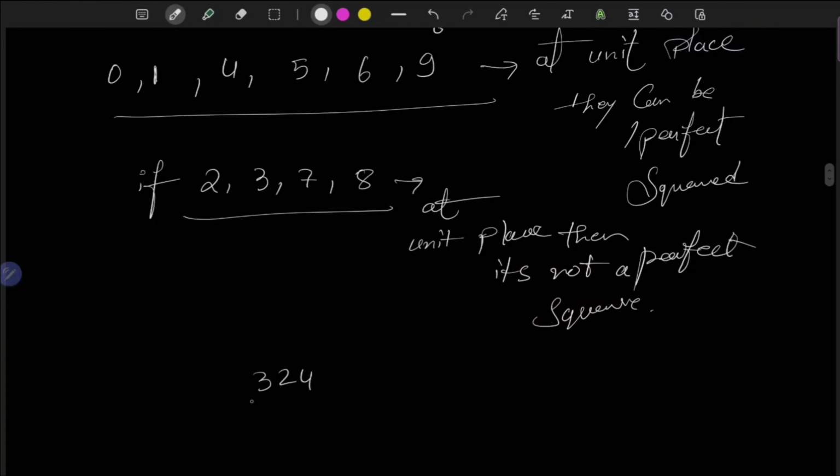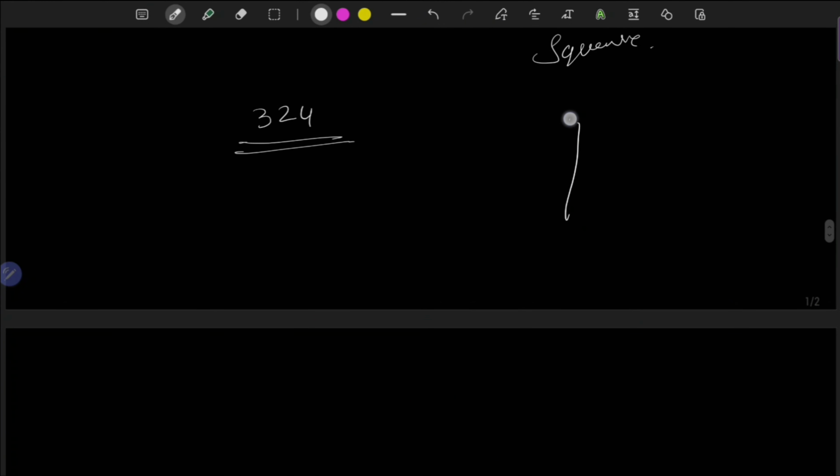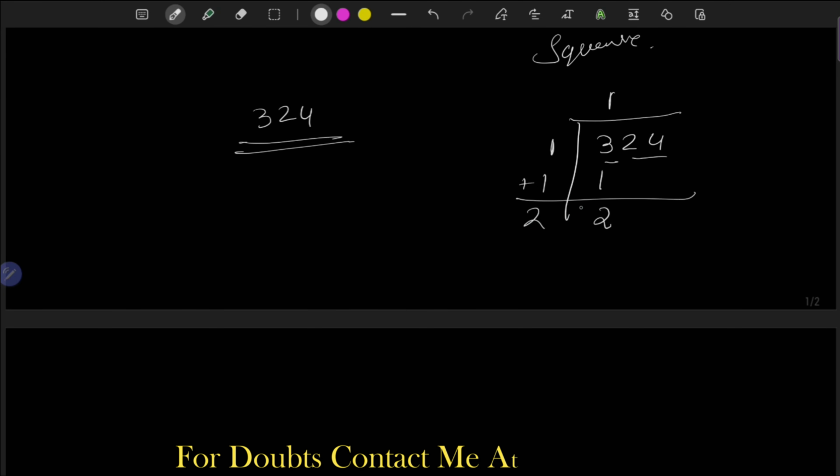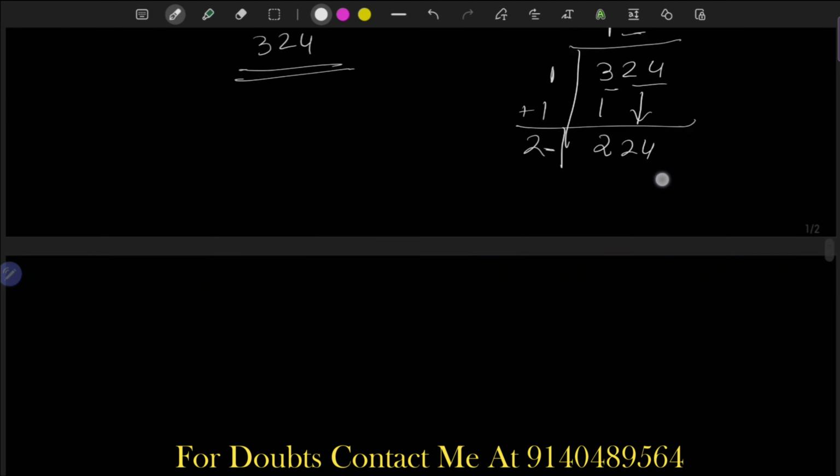So how to check which number's perfect square is it? We know we have a long division method, so we can go by that. Here we write the number 324, then we do pairing from the right side. And then 3. So the number whose square is smaller than or equal to 3 is 1. So 1 ones are 1. Then subtract, it will become 2, and then this 1 plus 1 will become 2, and then this whole pair will come down. Now whatever number we take here, the same will be here, and multiply, and then 224.